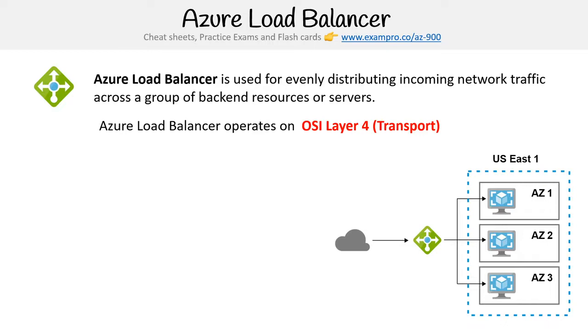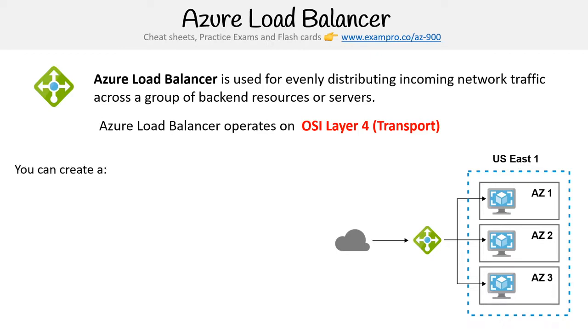So here is a graphical representation. Imagine you have the internet and somehow it's making its way to the load balancer. What the load balancer is going to do is distribute that amongst your virtual machines, virtual machines being your servers. And the great thing is that you can have virtual machines in different availability zones, and the load balancer can distribute it to those. And that's how we get high availability, okay?